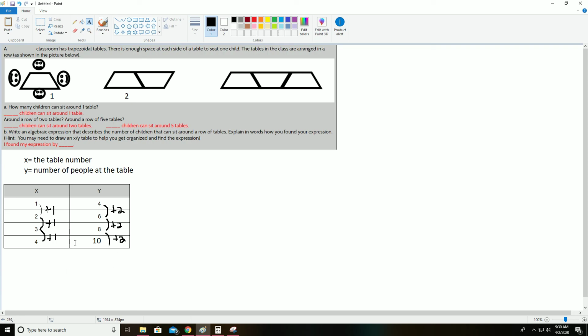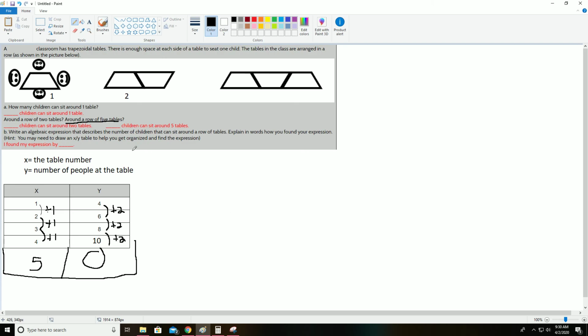So at table 4, 10 people can sit there. Table 3, 8 people can sit there. Table 2, 6 people can sit there. And at table 1, 4 people can sit there. You're going to have to extend your table. You're going to have to extend it down, and you're going to have to say, okay, on figure number 5, to finish answering this one, a row of 5 tables, what number is going to go here? And that's going to get you your answer for this one right here.